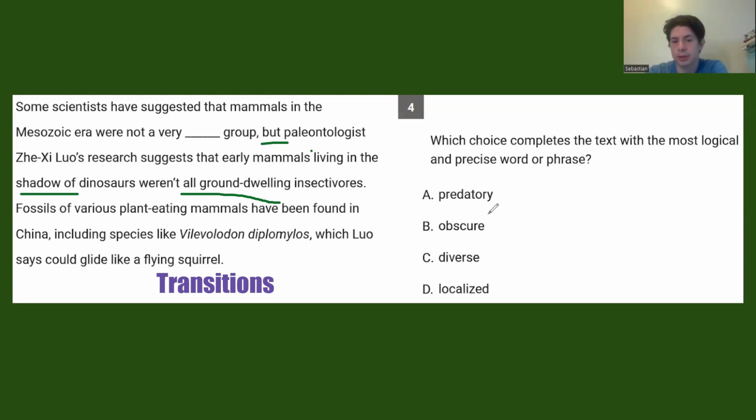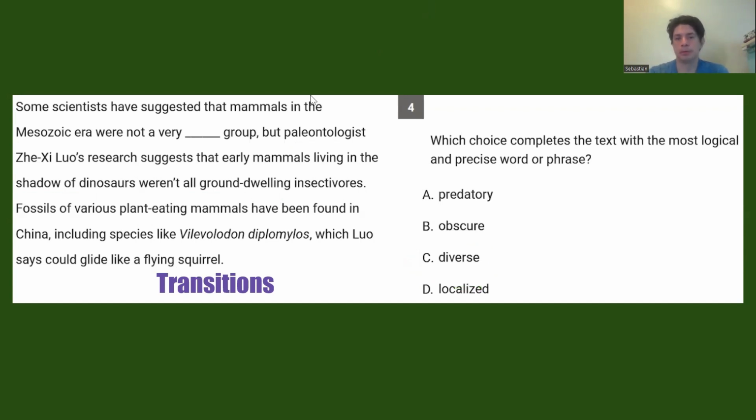Now we look at our choices, right? Predatory, obscure, diverse, and localized. If we were saying they were not a very localized group, that would mean we're spreading them out, but it's saying it's surprising that they're spread out. And we're not talking about their being predatory. If they're obscure, they'd always be hidden. So honestly, our best choice is diverse. They weren't a very diverse group, but they weren't all ground-dwelling insectivores either, right? There's a kind of a blend here. They've been found in China, and then they could glide like flying squirrels. So they're not that diverse, but they have some diversity going on.